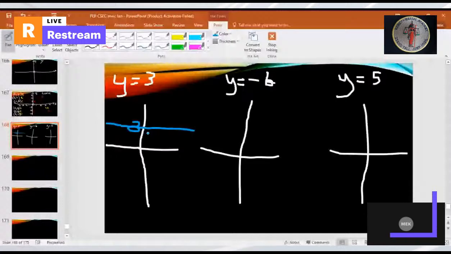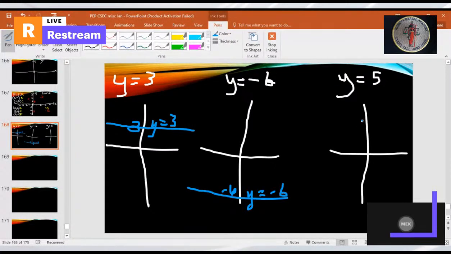And usually we write the function on the line. So we'd put y equals 3. For y equals -6, on the y-axis, wherever -6 is, your line is going to run straight through that point. That's your line, y equals -6. Likewise, y equals 5. Just find where 5 is on the y-axis and go across, plain and simple.